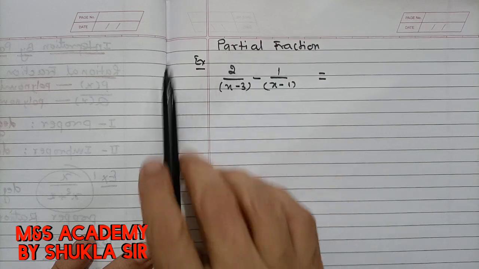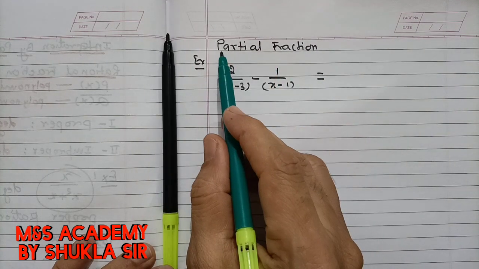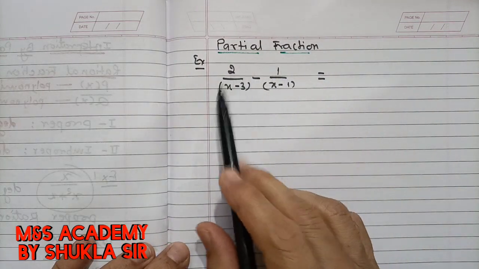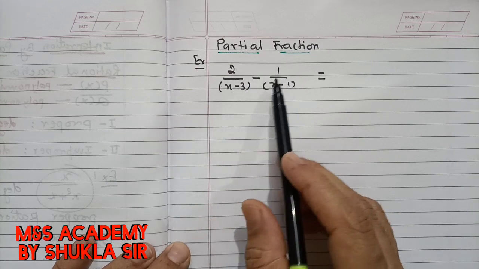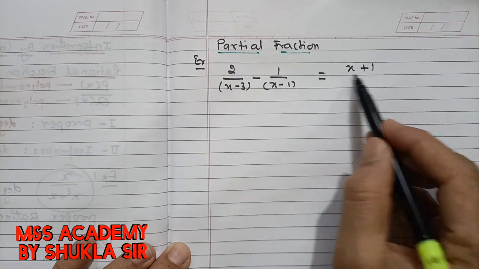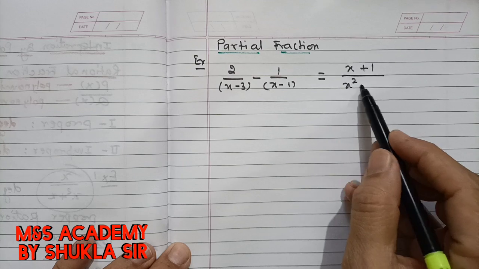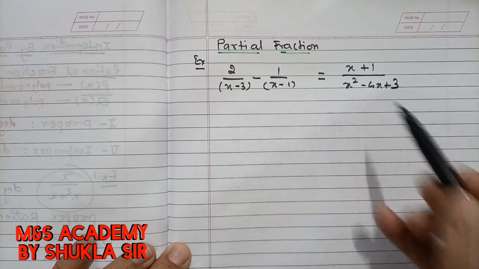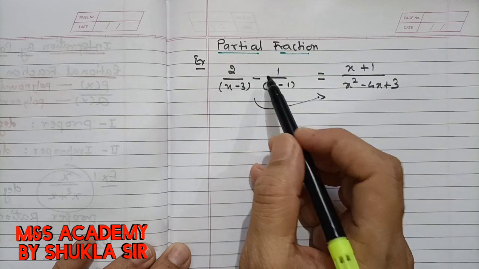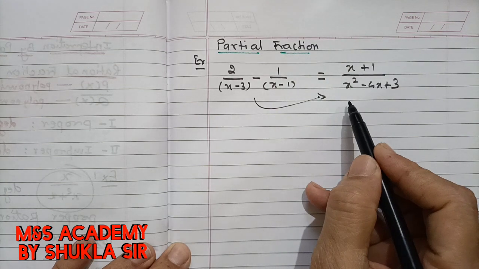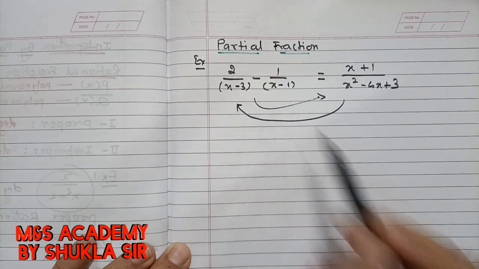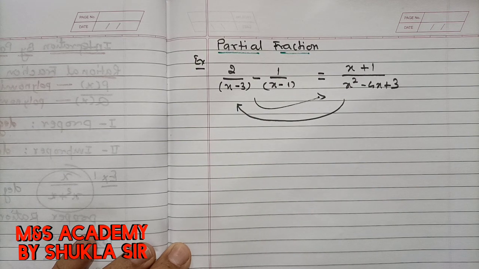Next we'll see what is partial fraction first, and then we'll try to solve the problems. So if I ask you to write 2 by x minus 3 minus 1 by x minus 1 equal to x plus 1 divided by x square minus 4x plus 3, this is an easy job for you. After simplifying this we'll get this one. But if I ask you to write from the RHS to the left hand side, that is a difficult task for us.